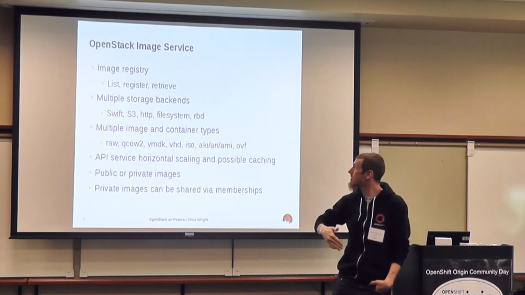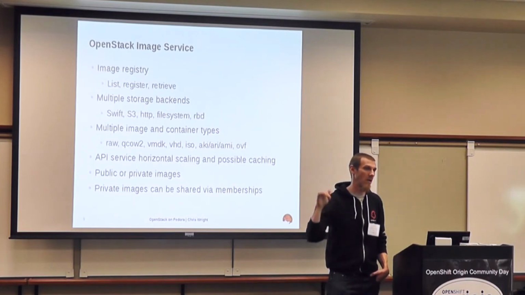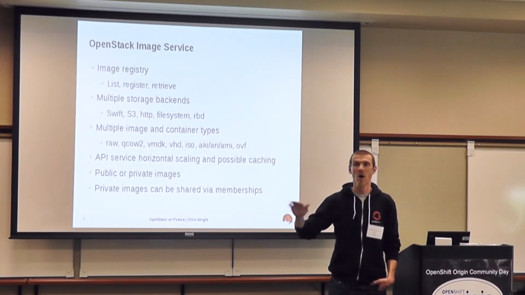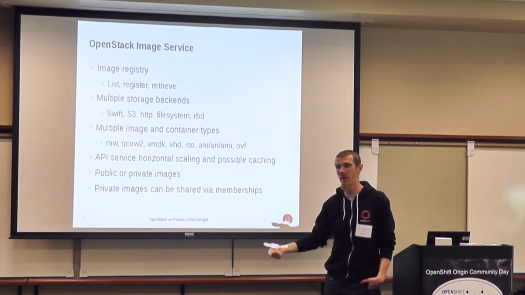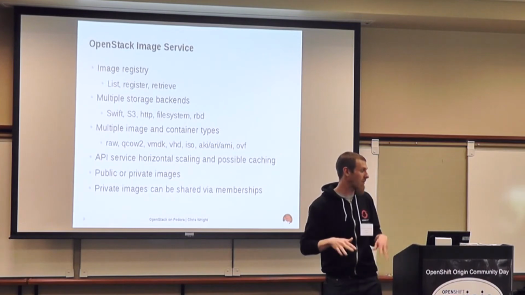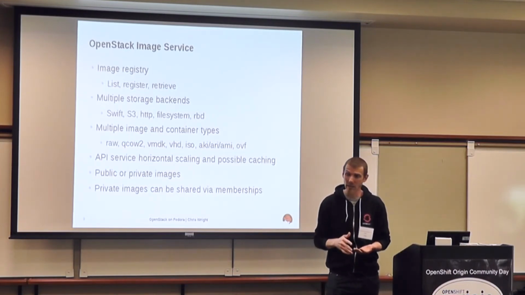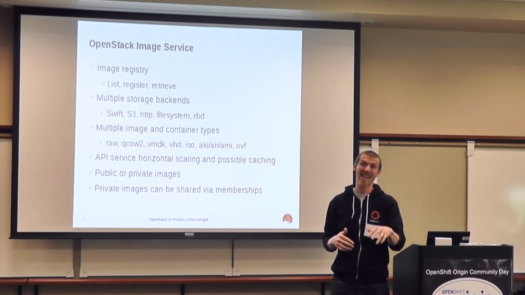You can back the image service with a number of different storage mechanisms: Swift, the object storage, S3, file systems, RBD is new to Folsom, and coming in a later release you'll see Gluster support as well for distributed block storage. Technically it supports a number of different image types and container types.